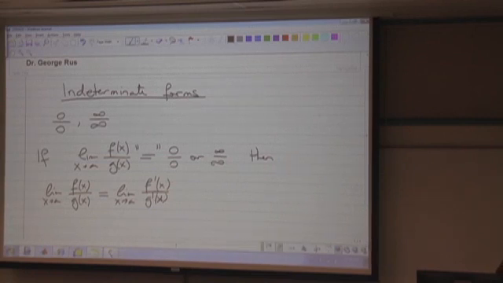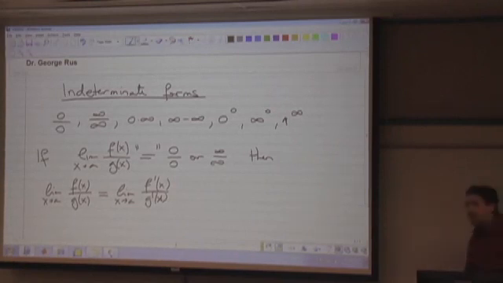I got a chance to look at one problem, I don't know if I did more than one. Anyway, other types of indeterminate forms, and I'm going to come back to them really soon, would be 0 times infinity, infinity minus infinity, 0 to the 0 power, infinity to the 0 power, or 1 to the infinity. Okay? Is this making sense? Why are they indeterminate forms?